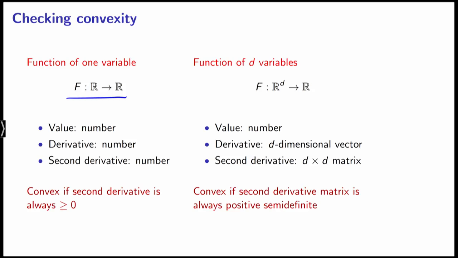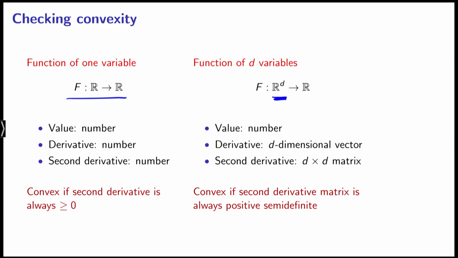Now let's say you have a function of d variables. In that case, the value of the function at any given point is again a number, but the first derivative at any point is now a d-dimensional vector, and the second derivative at any point is a d by d matrix. This function is convex if this second derivative matrix is always positive semi-definite.